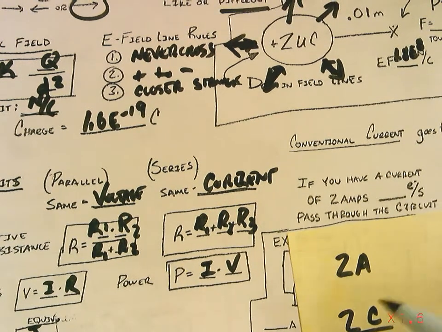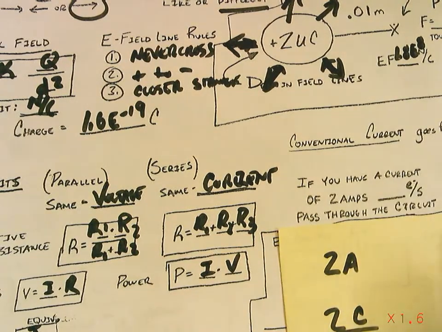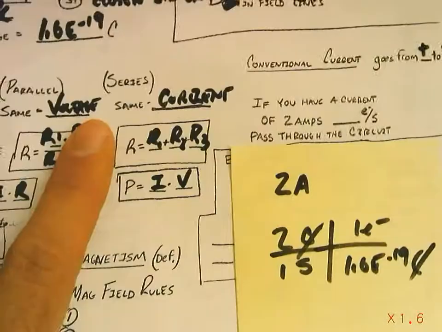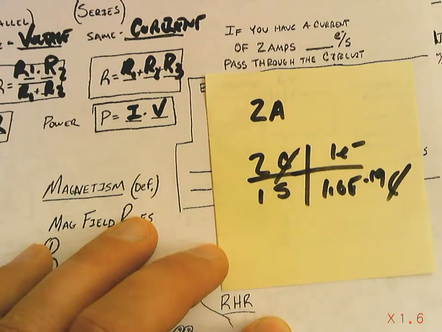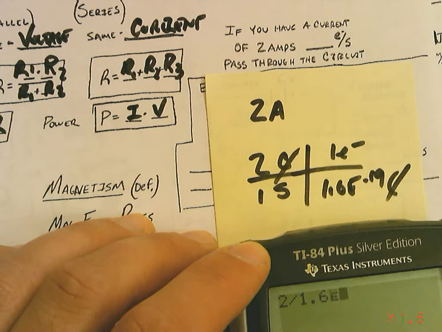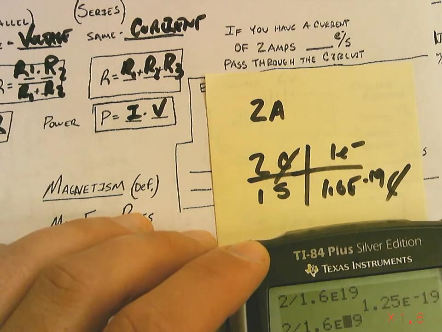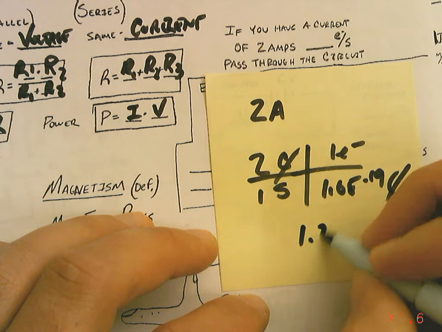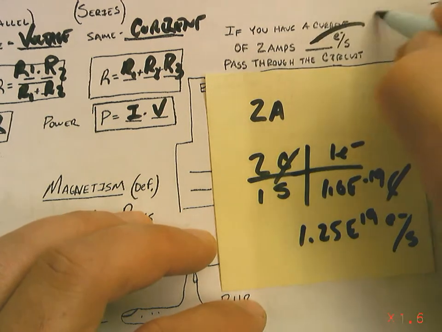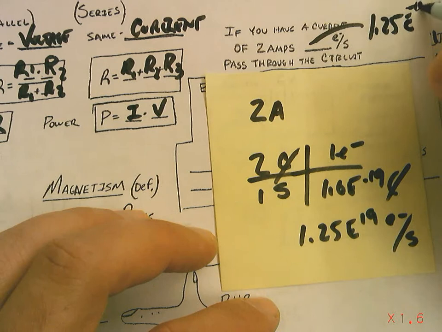If you have a current of 2 amps, how many electrons per second pass through the circuit? So every 1 second we have 2 coulombs of charge. Remember, 1 electron is the same as 1.6 e negative 19 coulombs. The coulombs cancel and I'm left with electrons per second. So we just divide whatever the current is, in this case 2, by the charge of an electron, 1.6 e negative 19. Let me do that again, I forgot to make it negative. 1.25 e to the 19 electrons per second. So we come over here, 1.25 e to the 19 electrons per second.